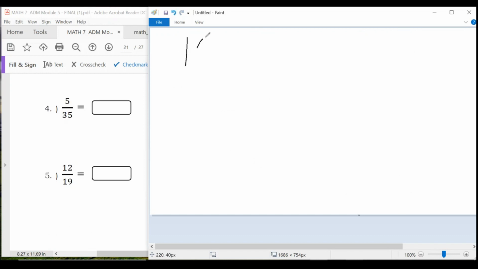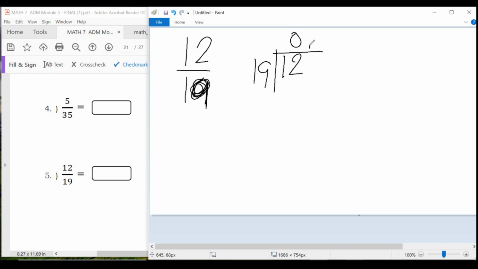So number 5 is 12 over 19. So, meron bang common factor? I guess 19 is already a prime number. So, wala na siyang common factor kay 12. So, all we have to do here is to divide 12 divided by 19. So, greater than si 19 kaysa 12. So, therefore, 0. Point. Add 0 here. 120 divided by 19. Let's try 6.